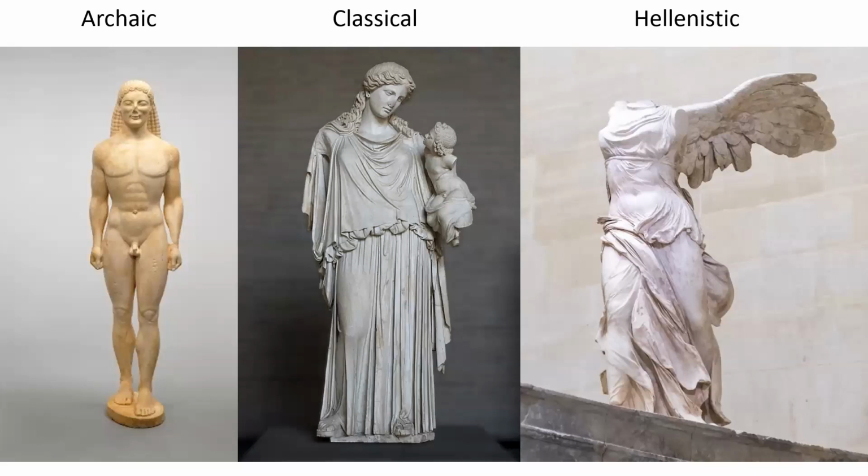But before we look at the Pantheon again in depth, we're going to be looking at three different phases. This is mostly seen clearly in sculpture. We see archaic Greece, classical Greece, and Hellenistic Greece. You can clearly see the very distinct styles.